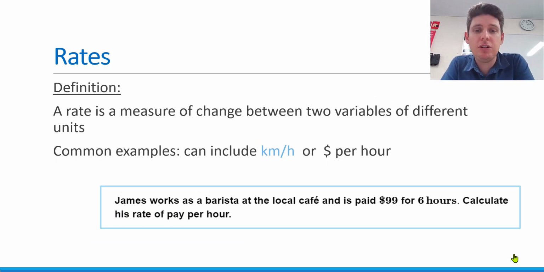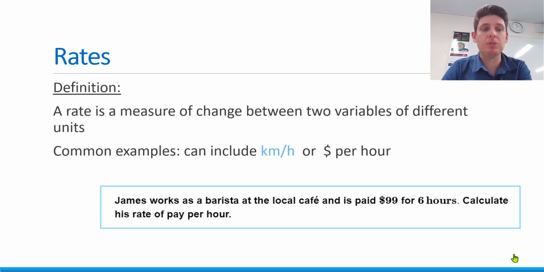A rate is a measure of change between two variables of different units. A very common one is the speed we travel at, so kilometers per hour, or how much we earn per hour, so dollars per hour. These are both rates. Kilometers per hour, dollars per hour, you could have meters per second. These are all types of rates, two different units.